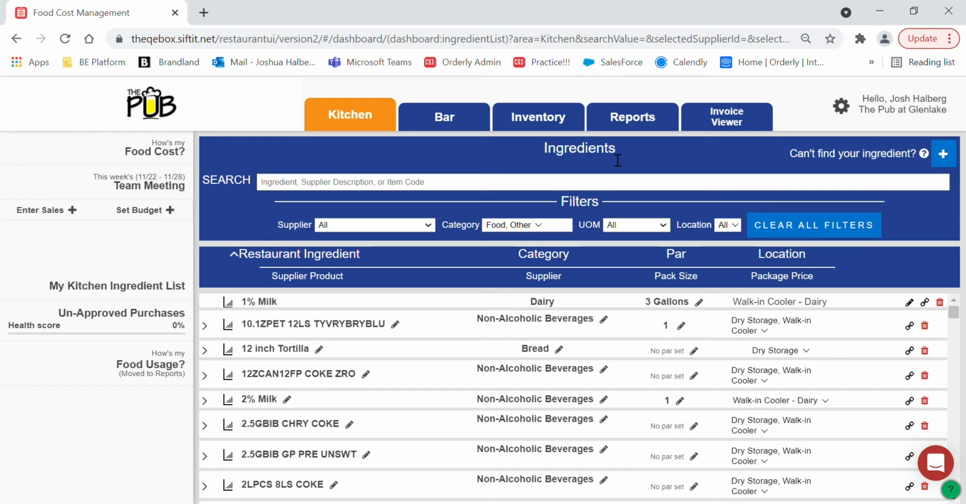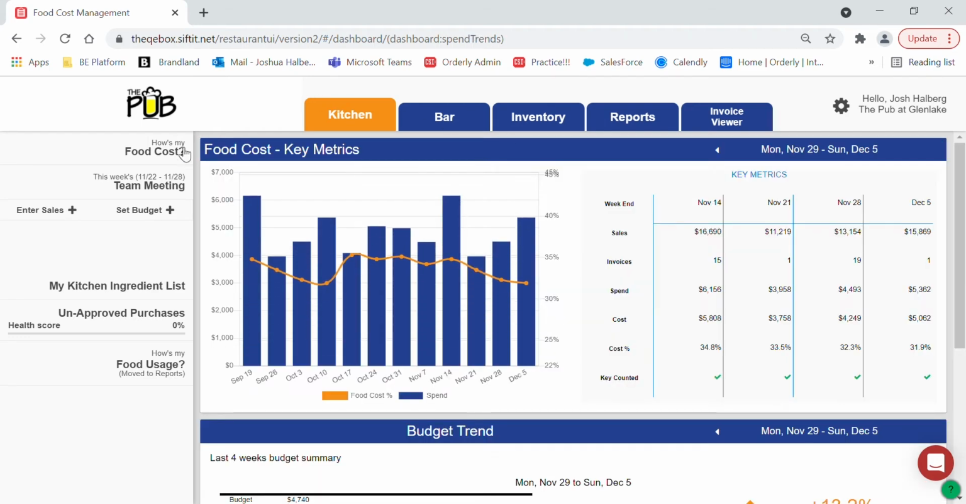The first report we're going to look at is the How's My Food Cost, located on the top left corner. It is important to remember that when looking at this report, it's only providing insight into items that are found under your food cost center, not including other and alcohol. A very important reason that we have this centrally located is we want you to be able to identify a trend early. That way, corrective actions can be taken if necessary.